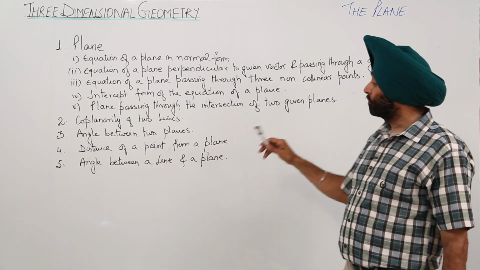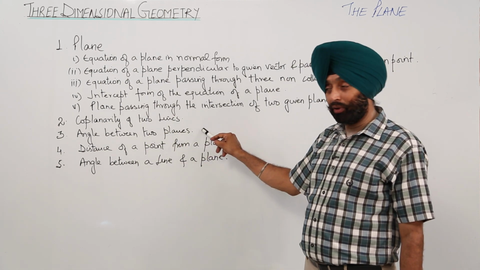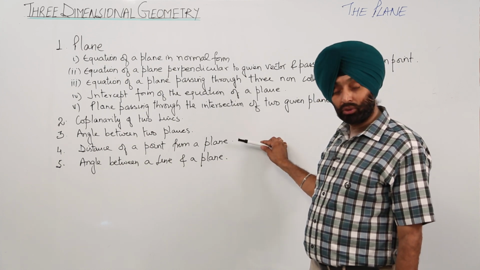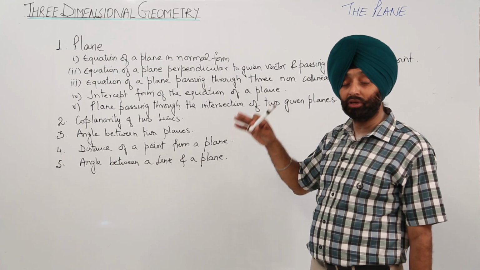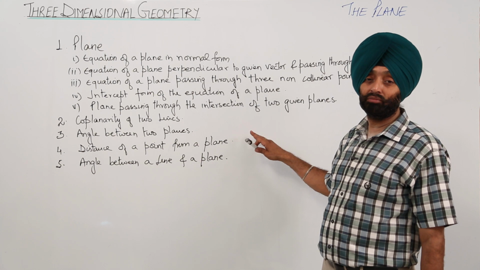Okay. Then coplanarity of two lines, angle between two planes, distance of a point from a plane. It can be a shortest distance, it can be the perpendicular distance of a point, it can be an image of a point in a plane. So we are going to cover many topics within these topics.